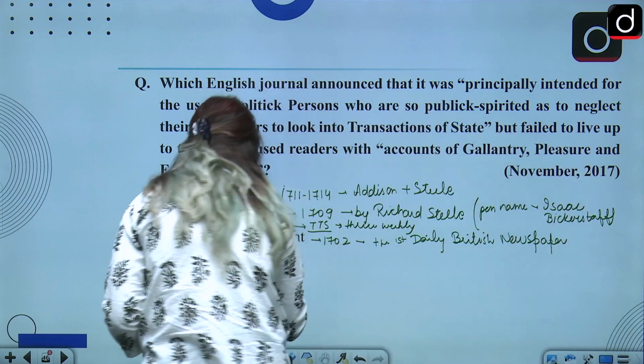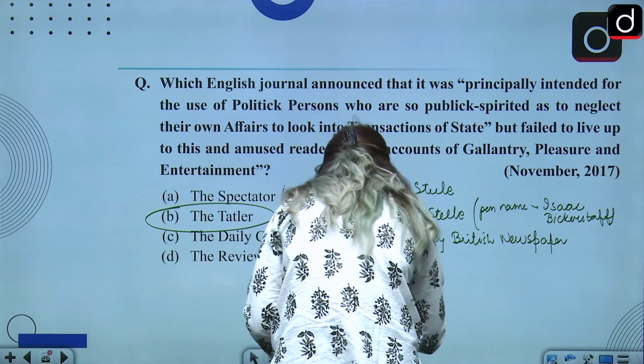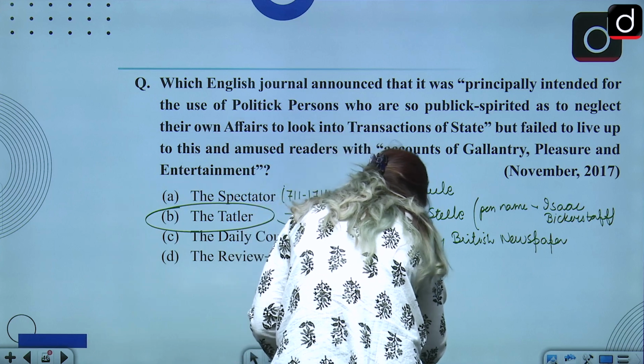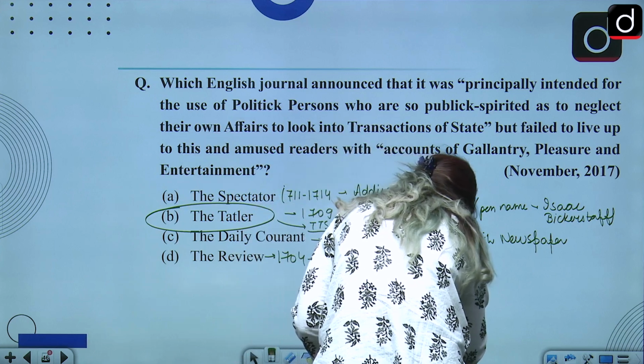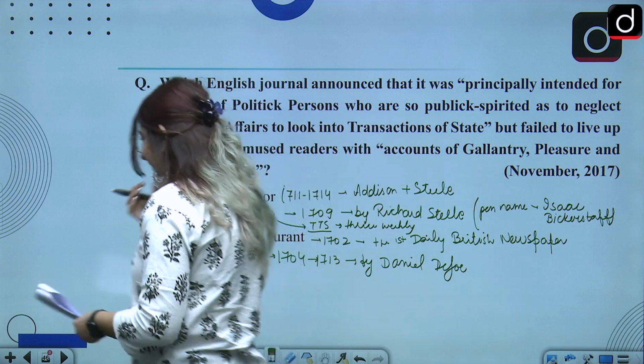And then we have the Review. अलग से भी इसका पूछा गया 1704 by Daniel Defoe. 1704 to 1713 तक चला था by Daniel Defoe, Robinson Crusoe वाले. Daniel Defoe, right? That's it.